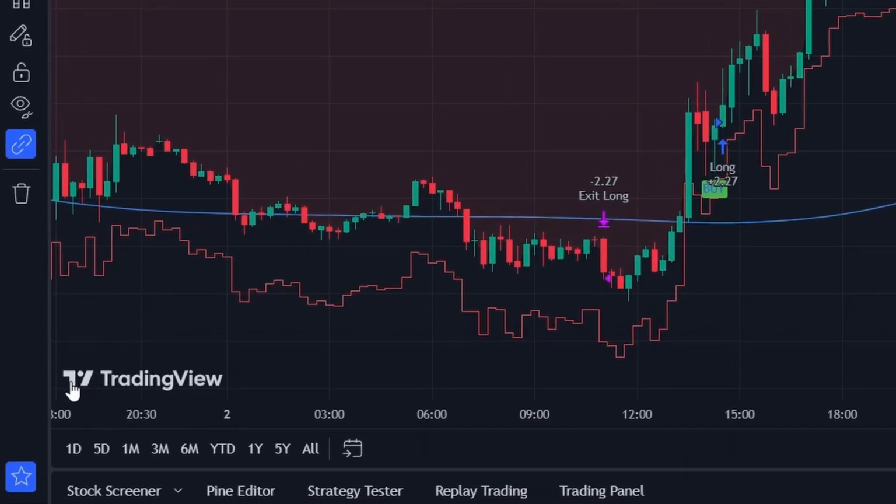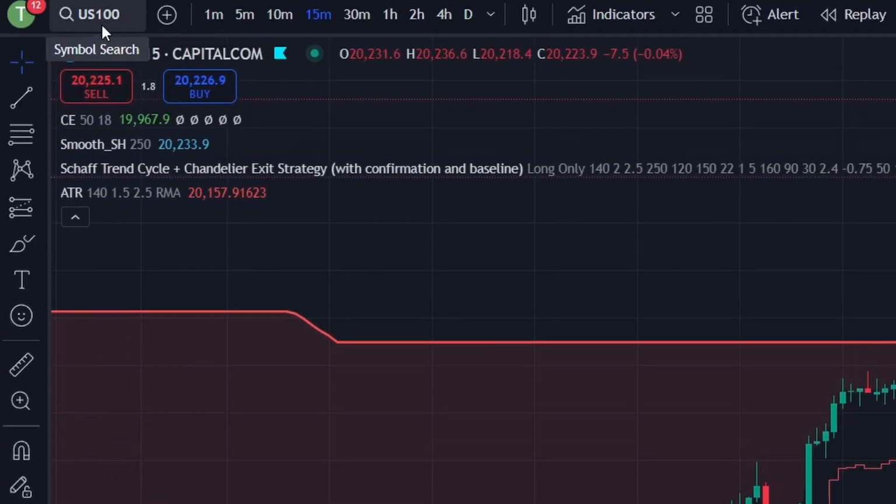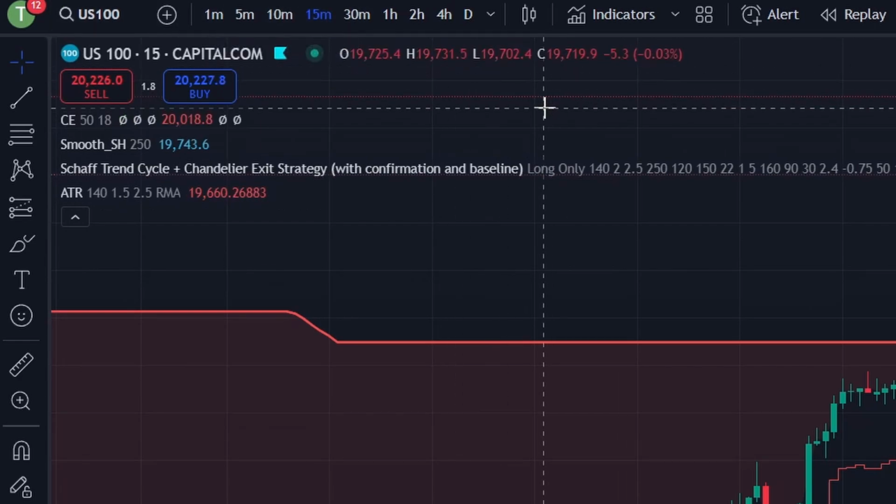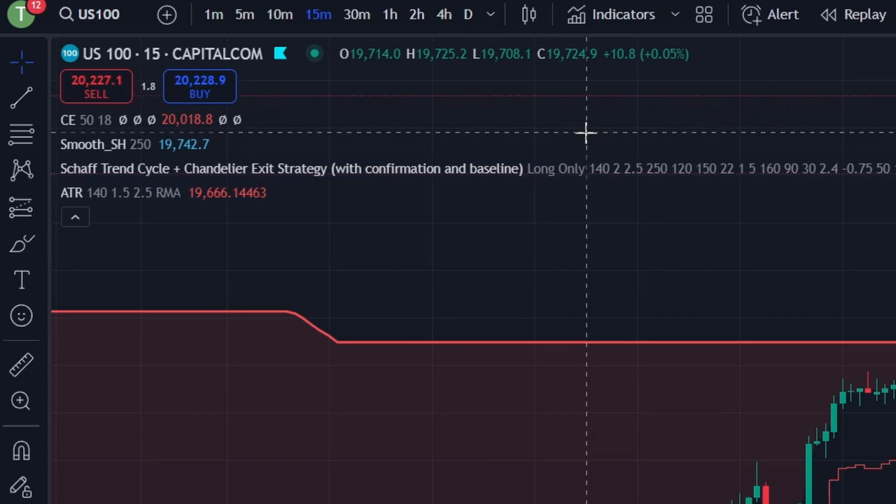Okay, for this strategy, open up TradingView and set up the US 100 15-minute chart. Once you got that, let's set the indicators. For this strategy, we will use 4 different indicators. We will need one stop loss indicator, one exit signal indicator, one entry signal indicator, and another entry confirmation indicator.